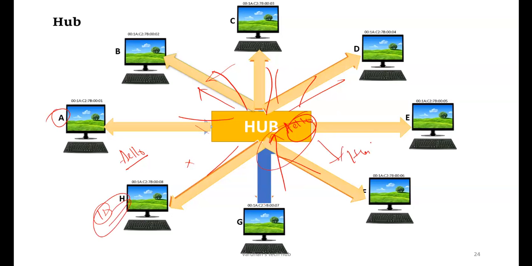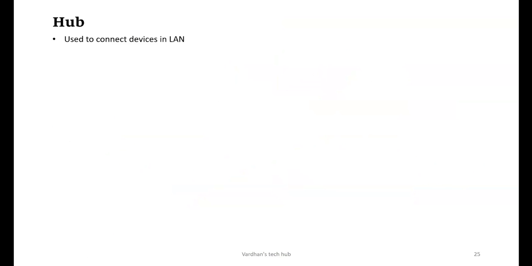So that's why we have one more device coming into the picture, that is called a switch. We'll discuss switch also, but I want you to understand what a hub is and what its functionality is. A hub is used to connect devices in the LAN, that is, local area network. I think our class will end in 5 minutes. Let's complete the hub.